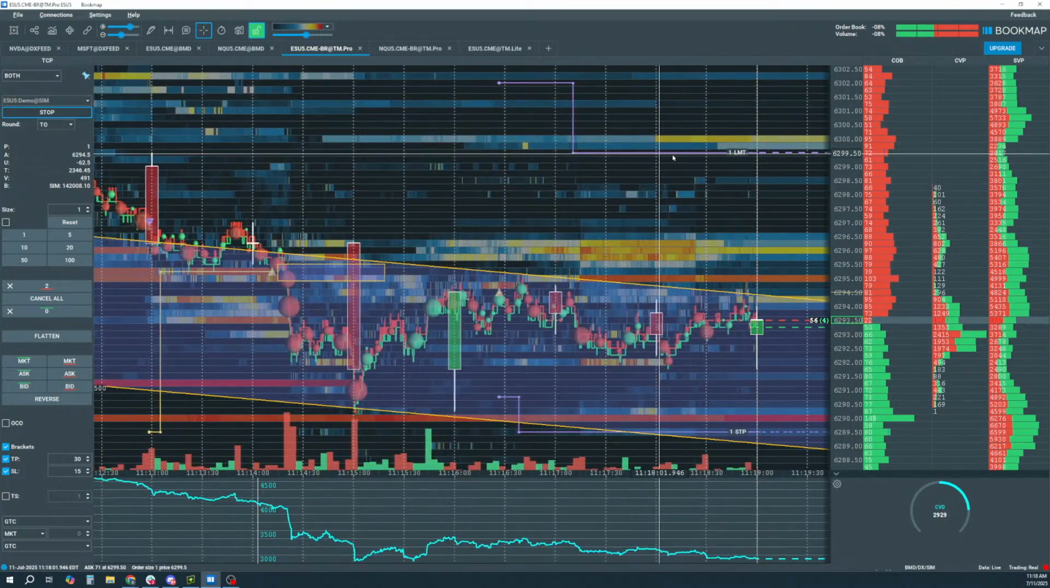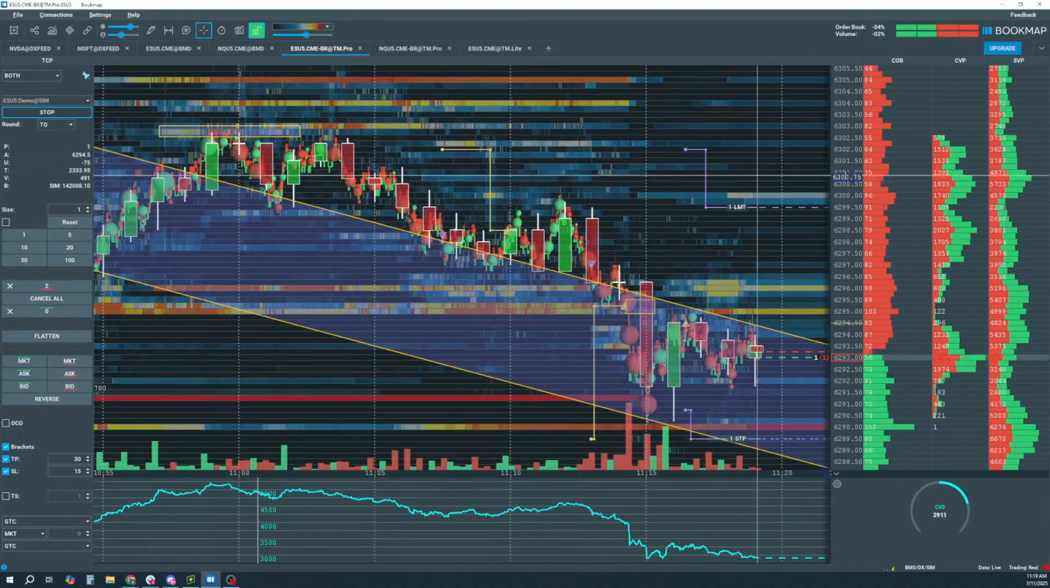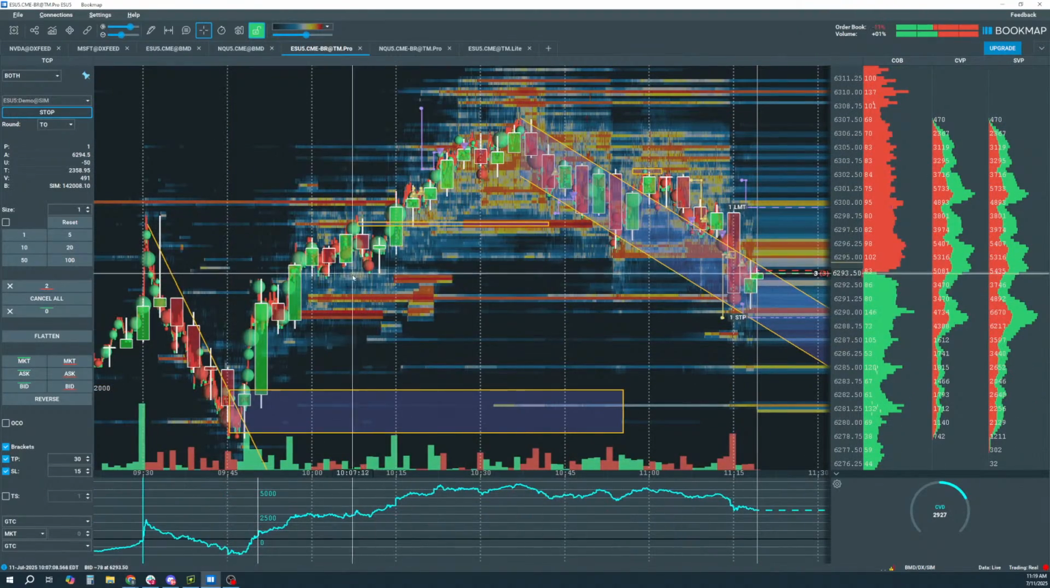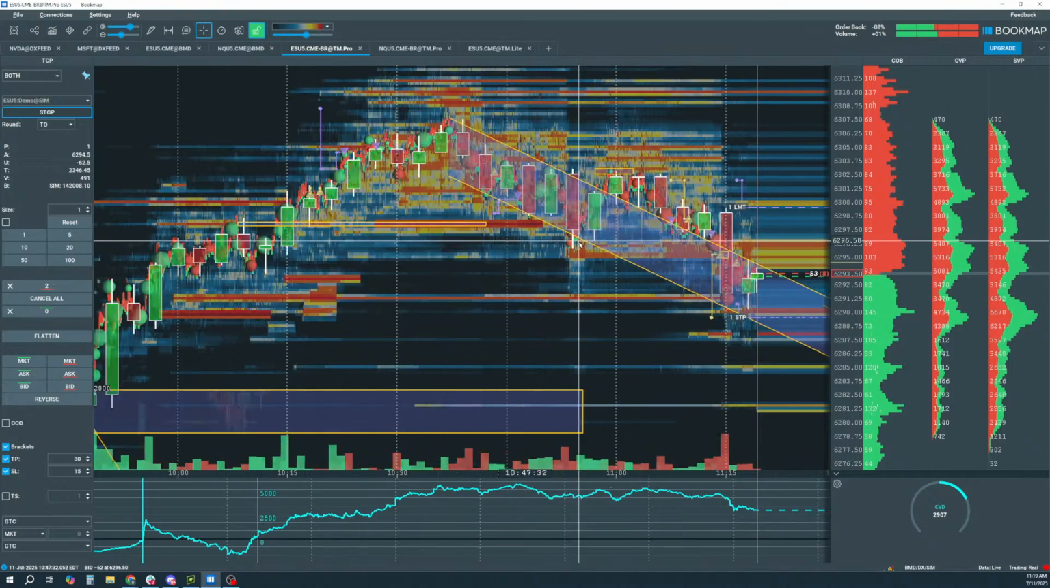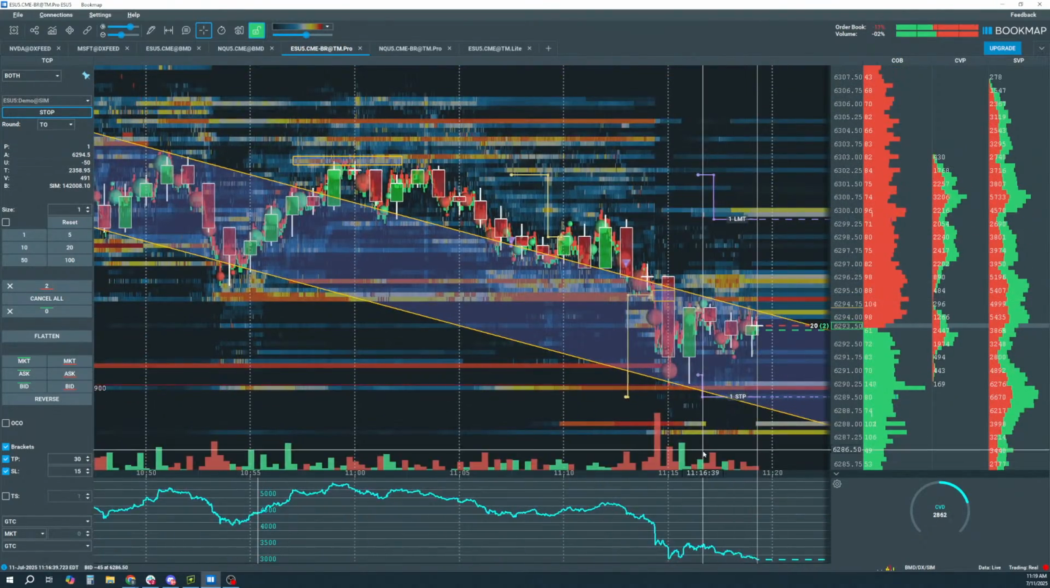Okay, we got a chain of events. We do have a setup. However, the levels aren't so great, as we talked about earlier.